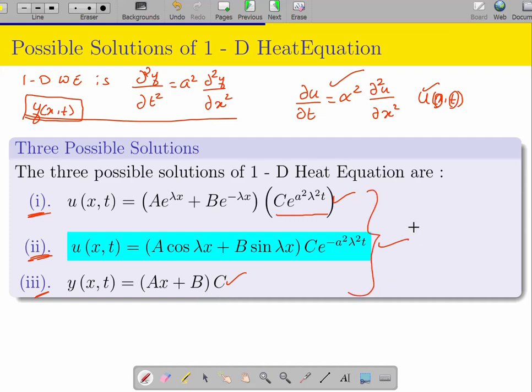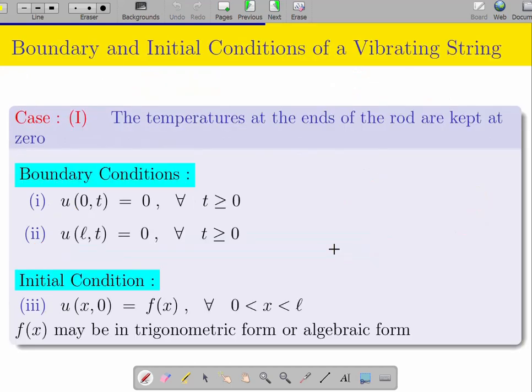These solutions are based on the constant k. k may be positive, k may be negative, or k is equal to 0. Under these three conditions, we got these three solutions. We want to choose which solution is suitable for solving the one-dimensional heat equation. Equation 2 is the most proper solution. Of the possible solutions, we take the second as the proper solution for solving the one-dimensional heat equation. Now these are the boundary and the initial conditions.